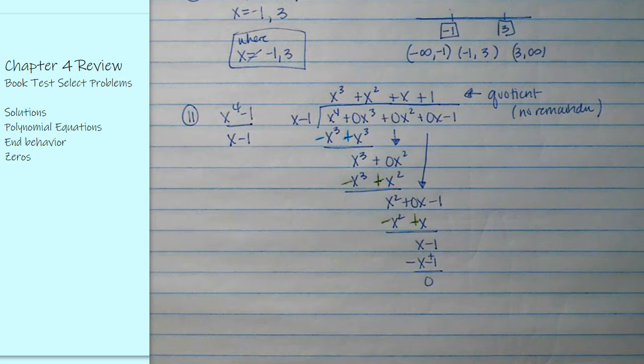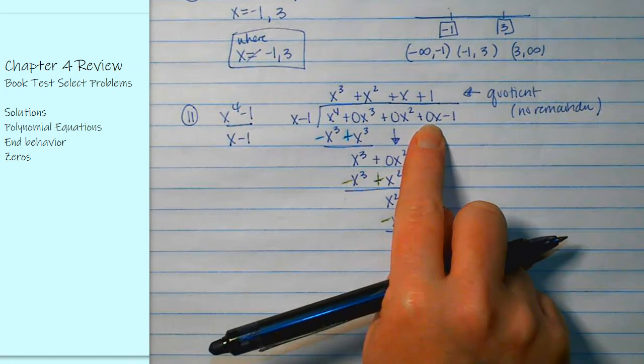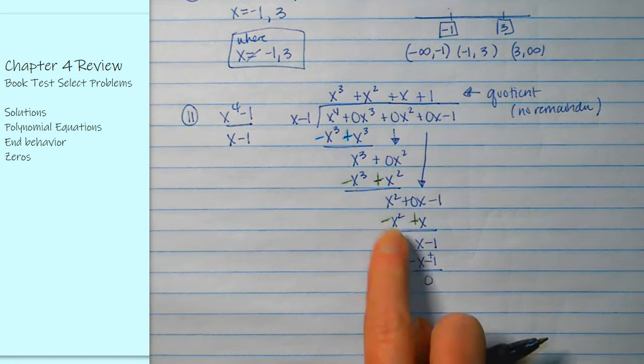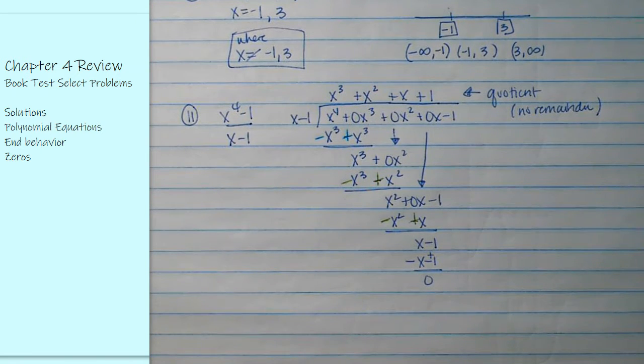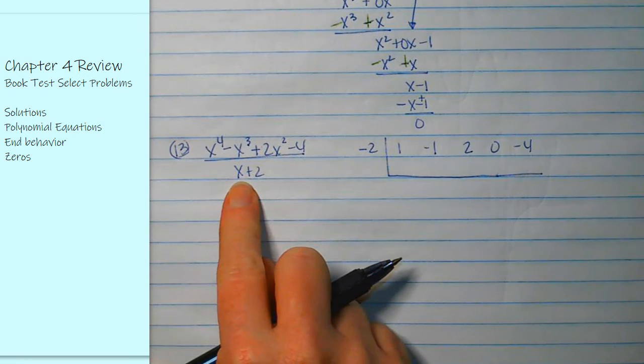For number 11, this is pretty standard long division. I did put the zeros in to hold my places. I carried down my things, changed the signs everywhere. This work is here, so pause this video and go through the steps if you did not get x cubed plus x squared plus x plus 1 with 0 remainder.